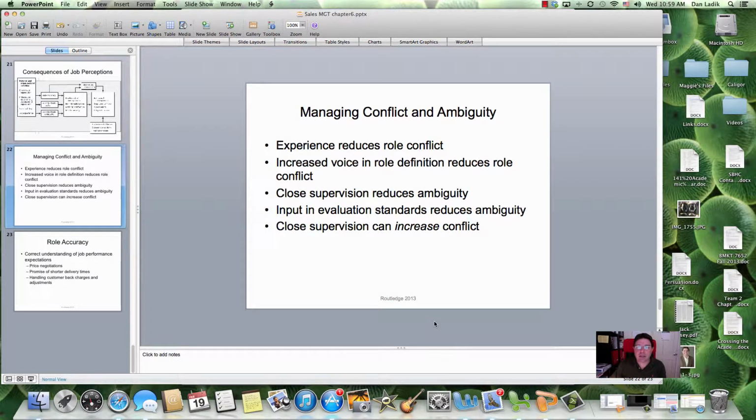So how do we manage conflict and ambiguity? Well, we need to have a stronger dialogue with our salespeople. We need to have closer role supervision. And more than anything else, there needs to be a back and forth between the salesperson and the sales manager to see if there is any ambiguity, that it gets worked out and it doesn't linger. If there is any conflict, that it gets worked out, it doesn't linger.